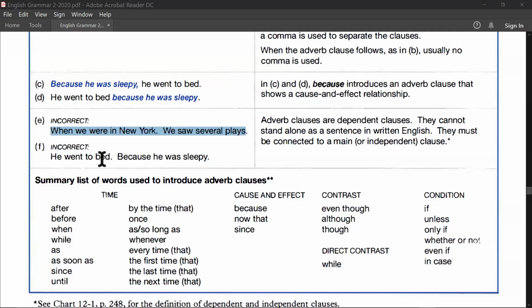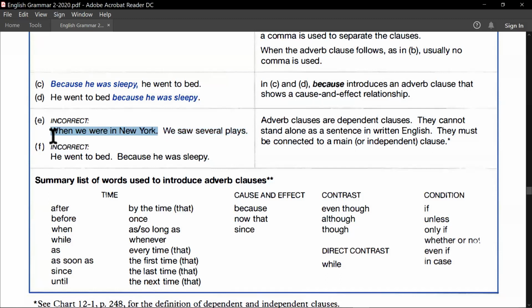Guys, focus. We said this is wrong because this is a dependent clause. It cannot stand alone. It cannot be a whole sentence on its own. It has to be attached to a main clause to form a complex sentence. Notice he capitalized the first letter and ended it with a period, so this is considered one sentence. So this is wrong. And here, he went to bed. Period. Because he was sleepy. Period.